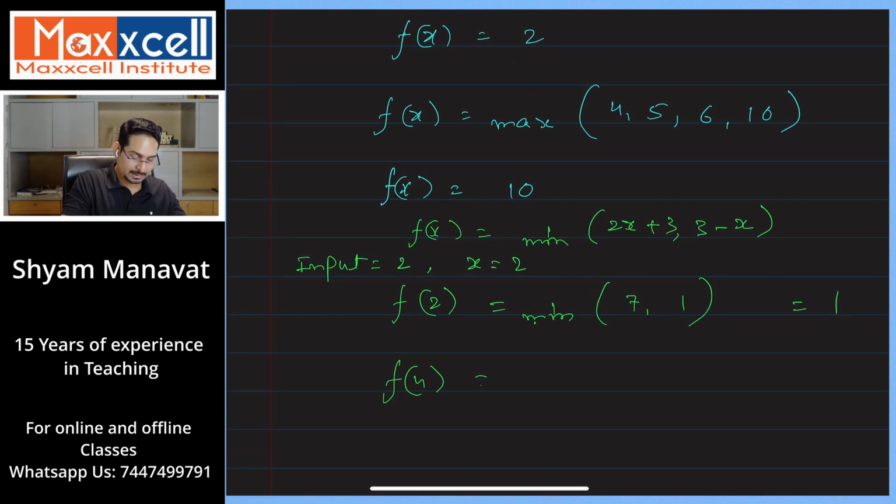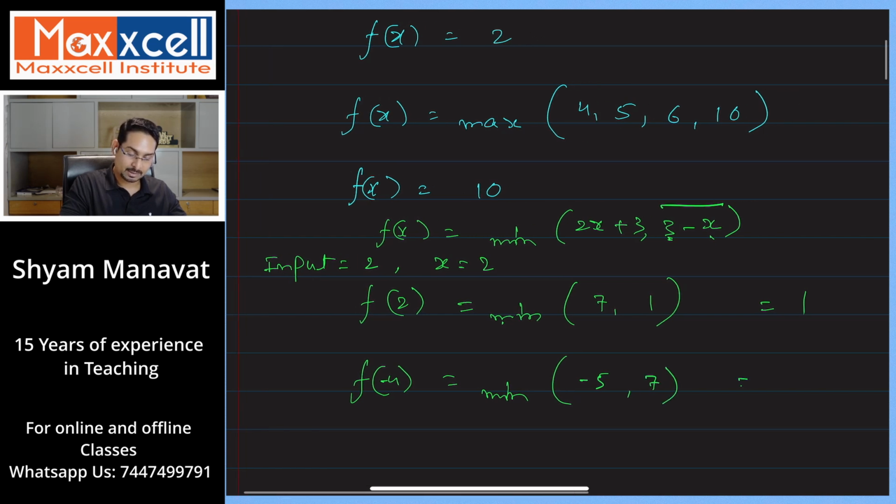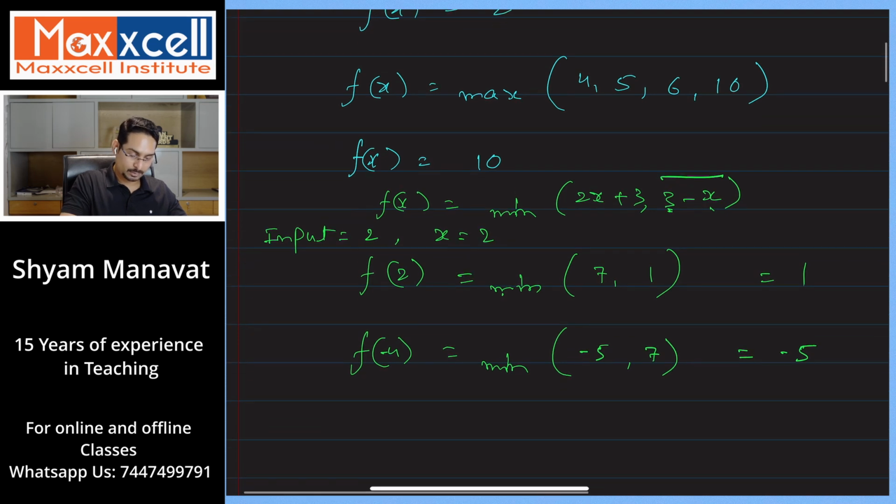If I say f of 4, then minimum of f of 4 will be... or let's try f of -4. So I have 2 into -4, which is -8, -8 plus 3 will be -5. Similarly, here I'll have 3 minus -4. 3 minus -4 will get you +4, so it will be 7. So what is the minimum amongst them now? It is -5, right? Easy? Yes. So this is what minimum function means.